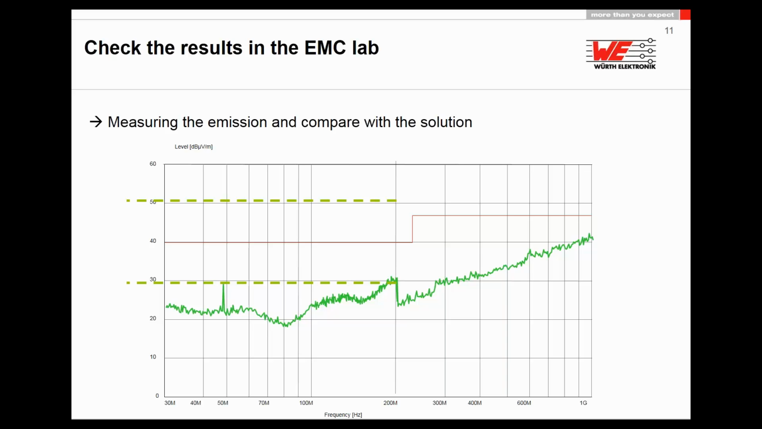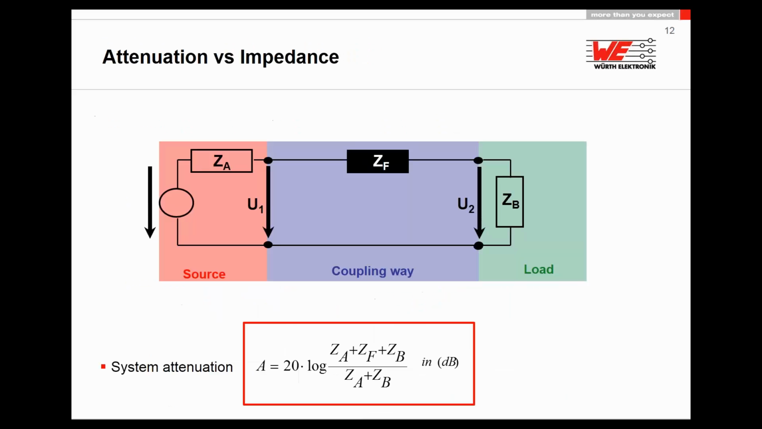Now you want to know how. Not so easy, I don't have an algorithm for that. But maybe you can try: when the EMC lab is measuring, they give you information that you have to go 40 dB down or 20 dB down. How to take this dB into the impedances? Well, we have the system attenuation equation, and actually you are looking for this ZF, the filter impedance, and you can calculate this in this formula.